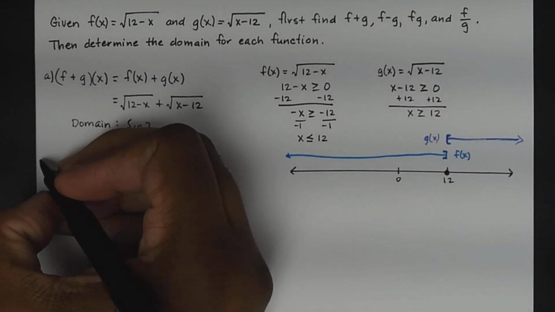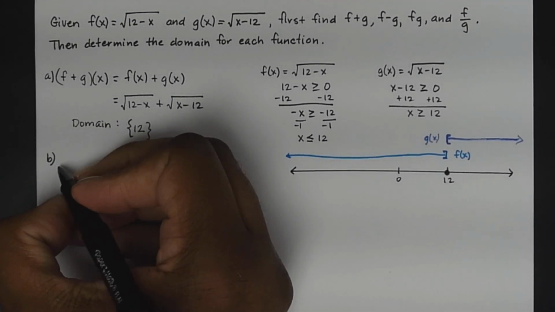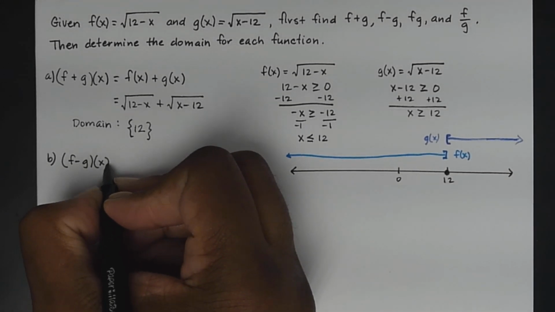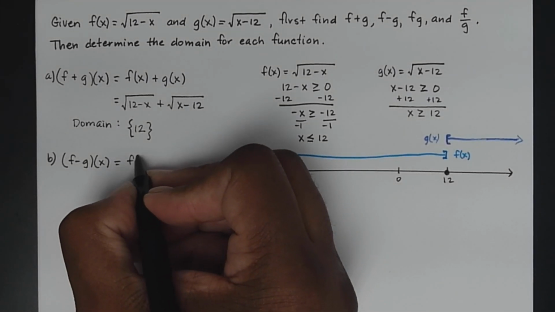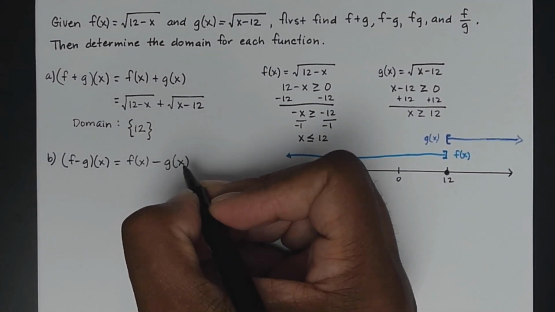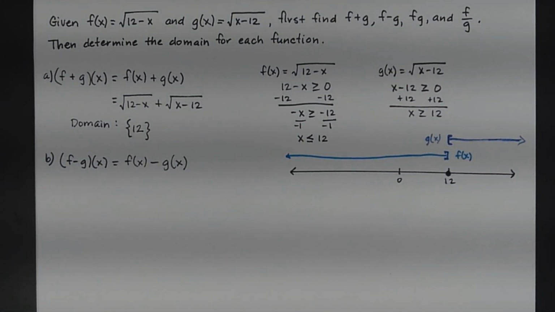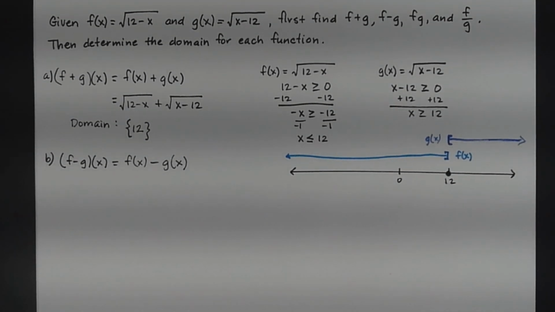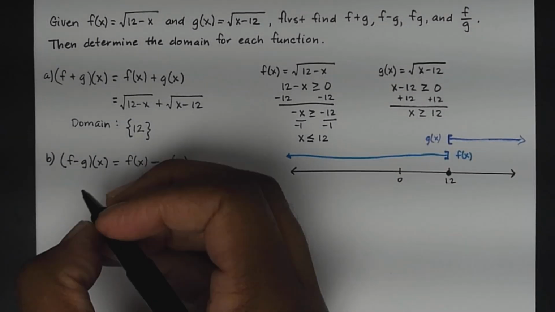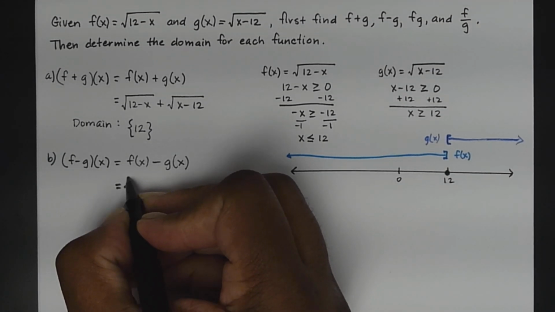Now for f minus g of x, I'm going to label this as part B. f minus g of x. This means f of x minus g of x. Here I'm subtracting the two functions here. And again, the f of x is going to be the square root of 12 minus x.